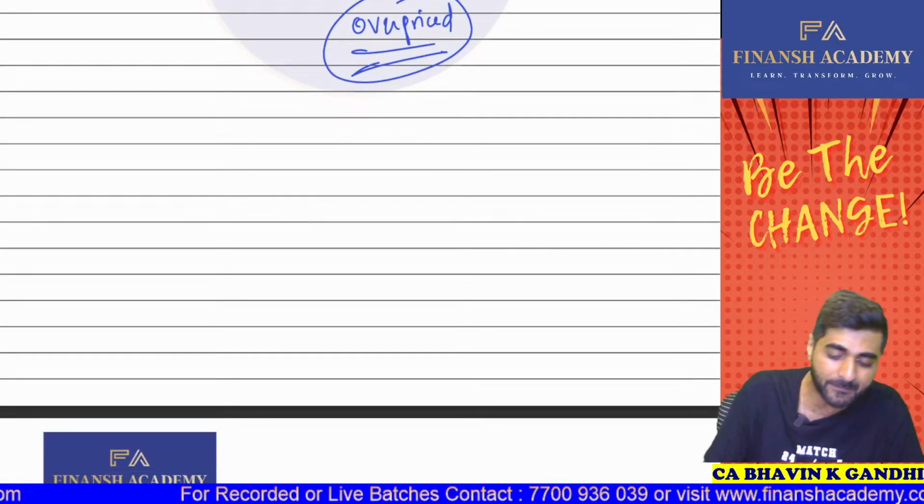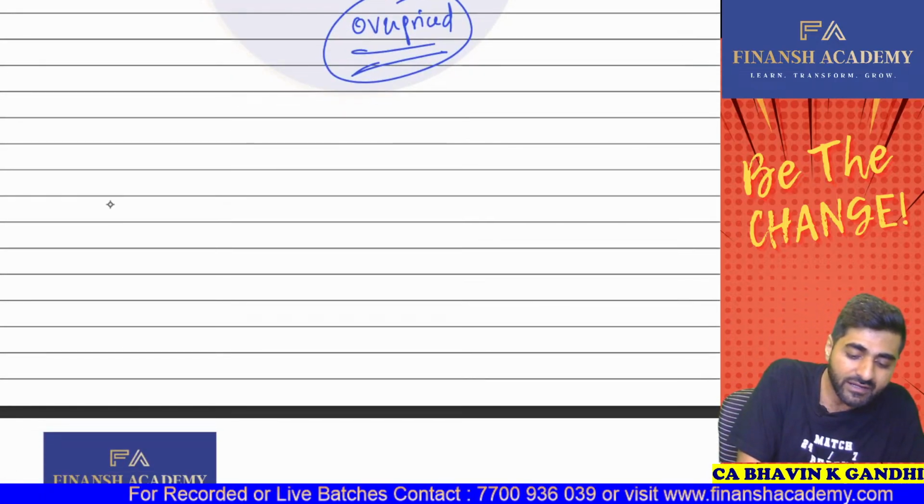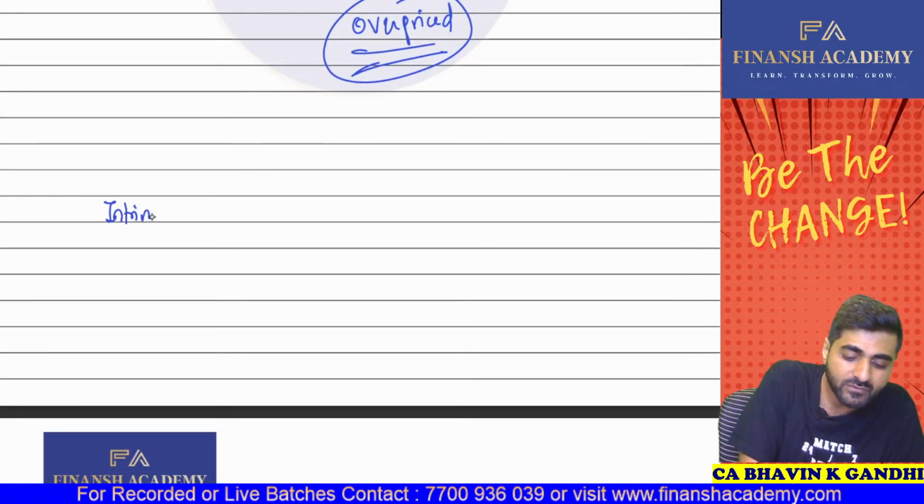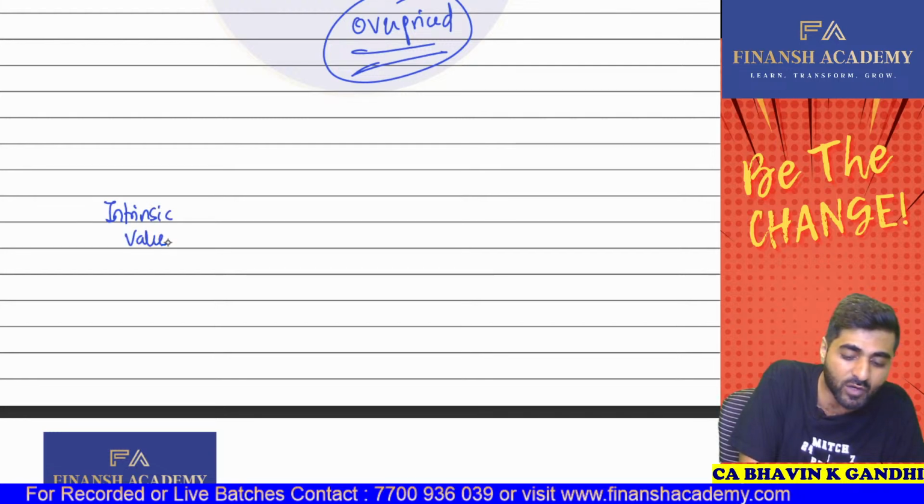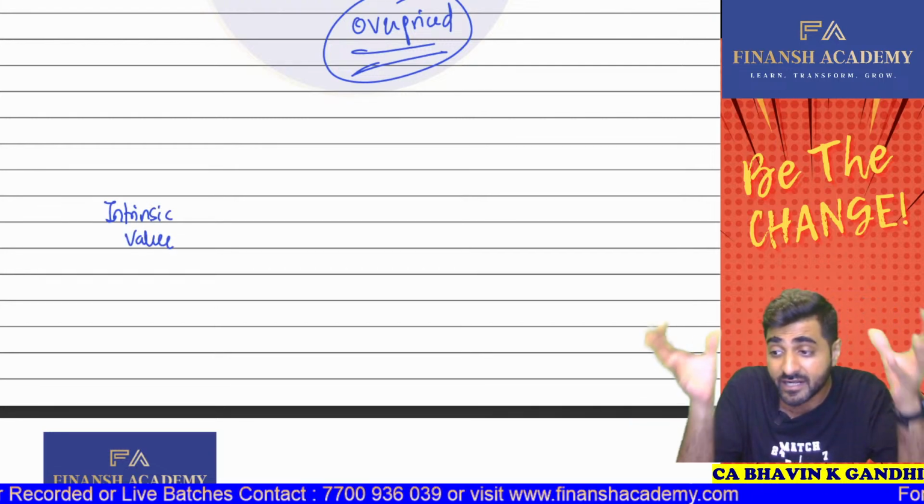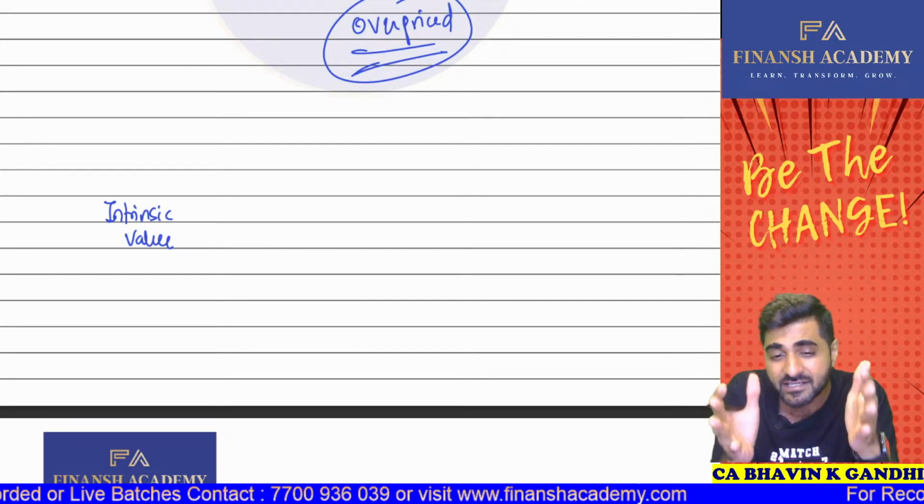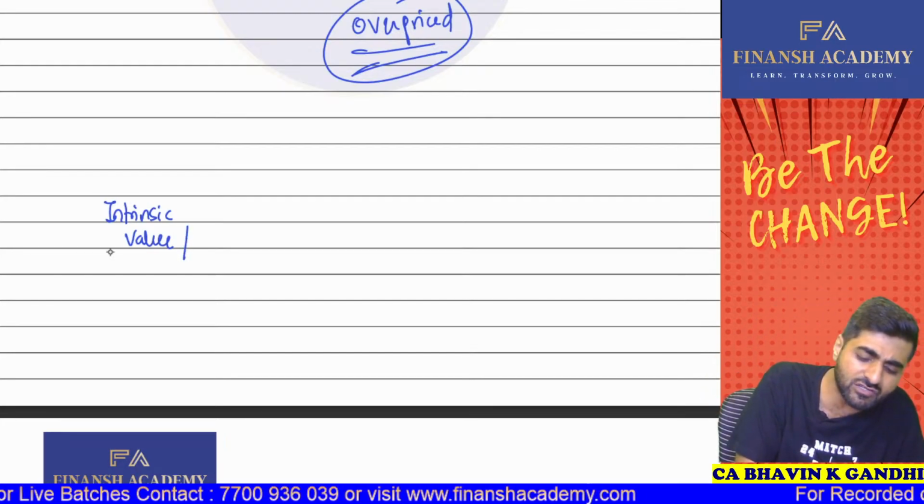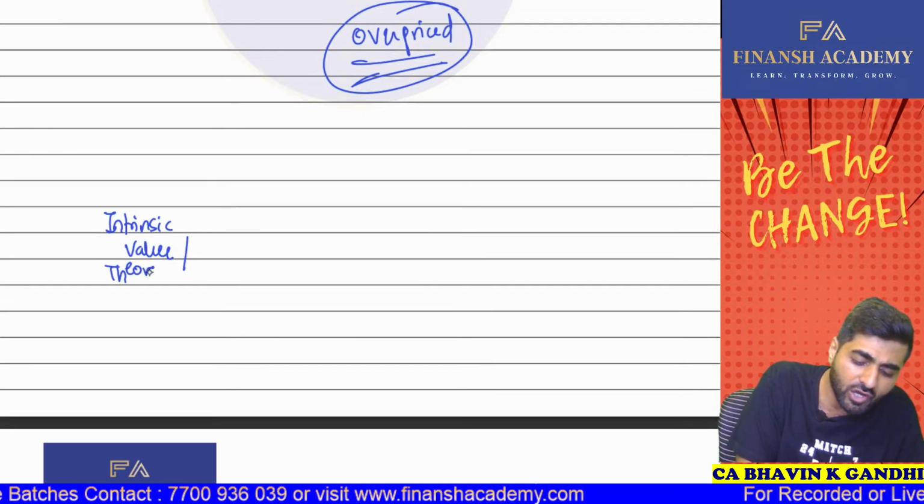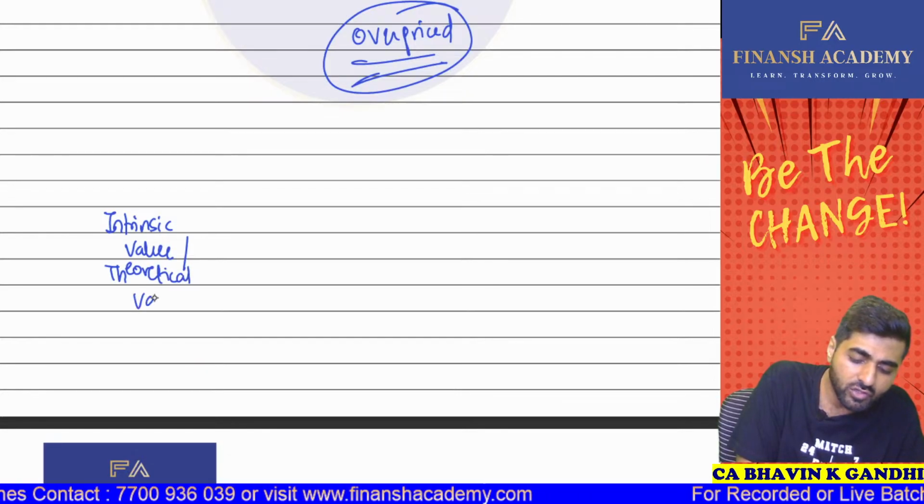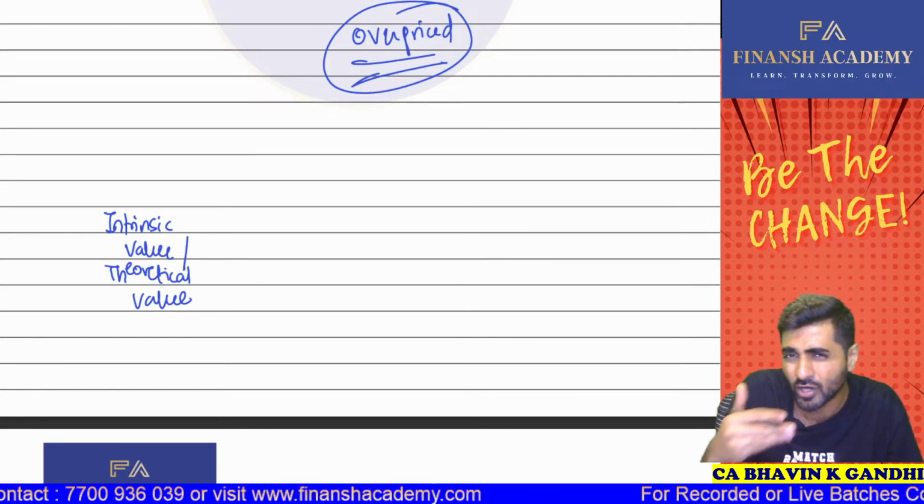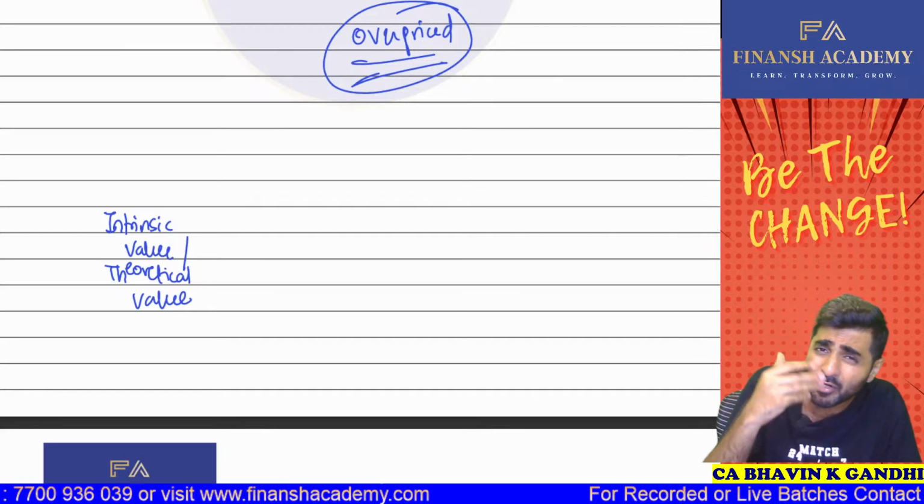Okay, so once again I'm repeating: intrinsic value, by the way, means what? The value which you are calculating as per the data given to you. So that is your intrinsic value. So whatever is your intrinsic value or your theoretical value, if you want to calculate intrinsic or theoretical value, then what do you do?